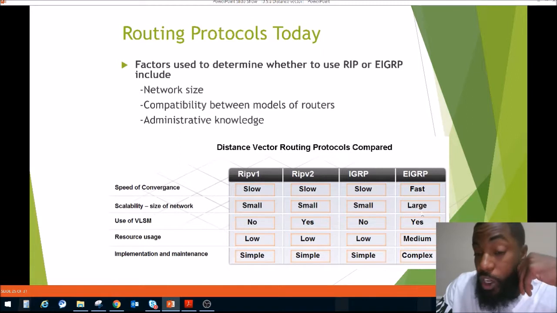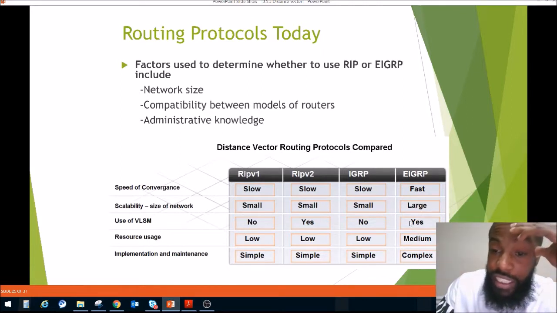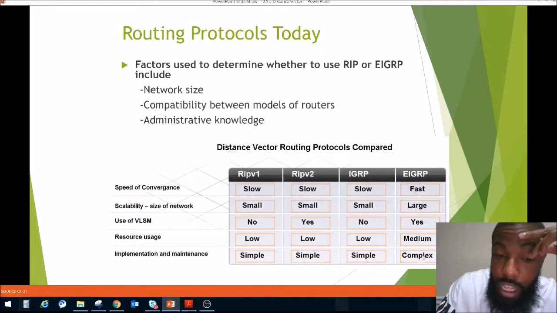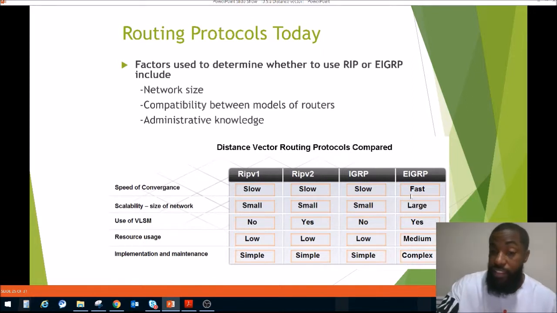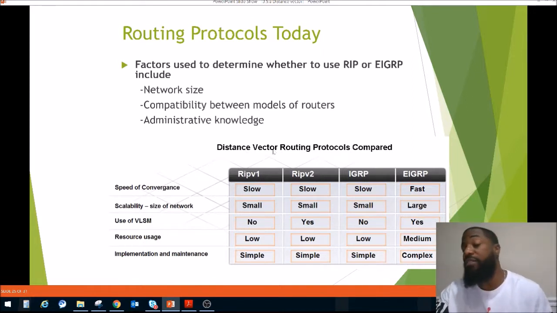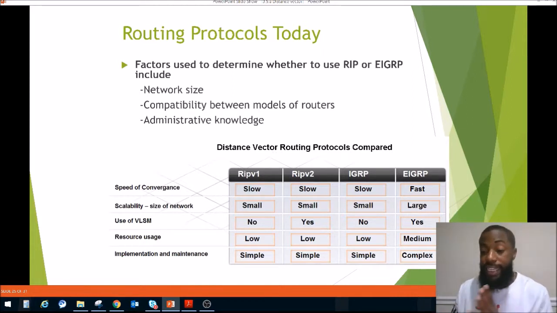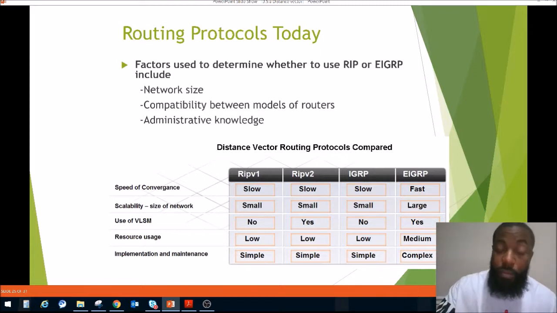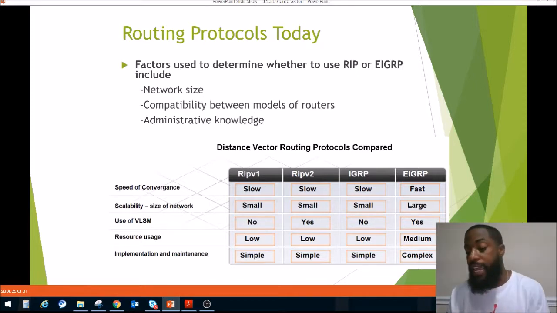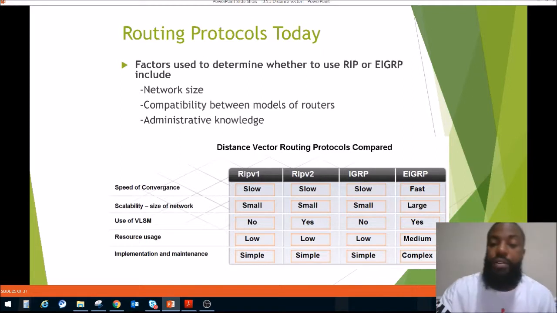It is fast, large for scalability. Yes, you use VLSM, as you can see. Medium resource usage, however, is complex to maintain and implement. It is simpler than OSPF though, but again, this is used today and it is considered a distance vector routing protocol, but it is distance vector and it uses some link state updates as well. So that's why some sources may consider it hybrid, some don't, meaning it uses both. It's categorized as both distance vector and path vector.